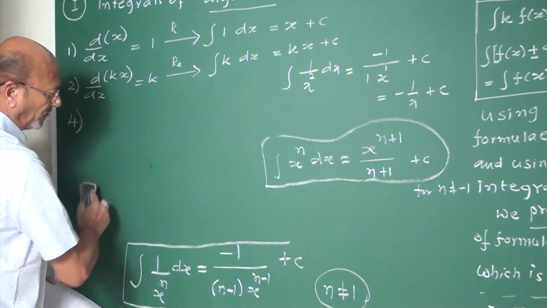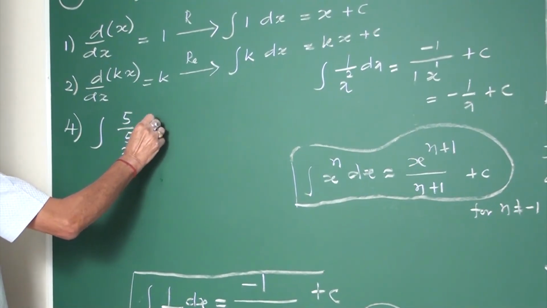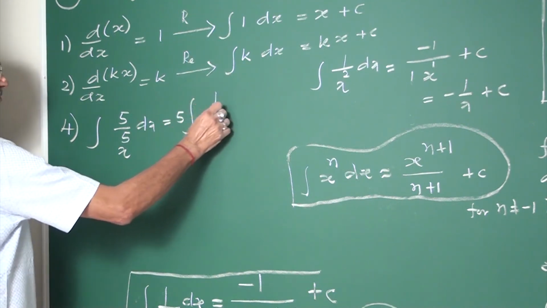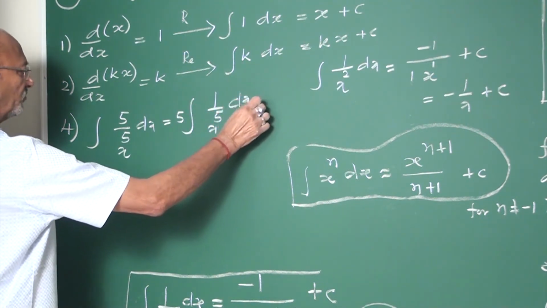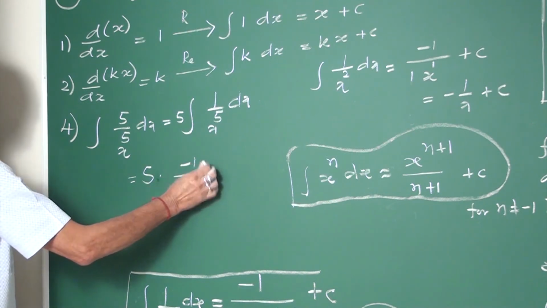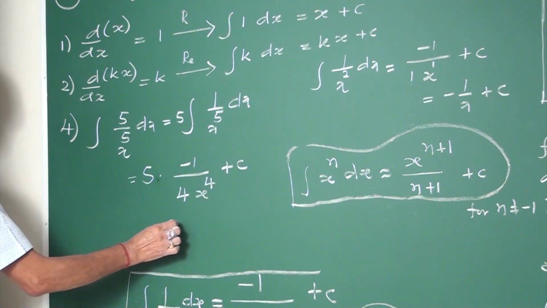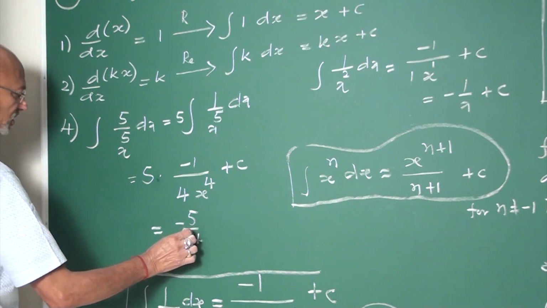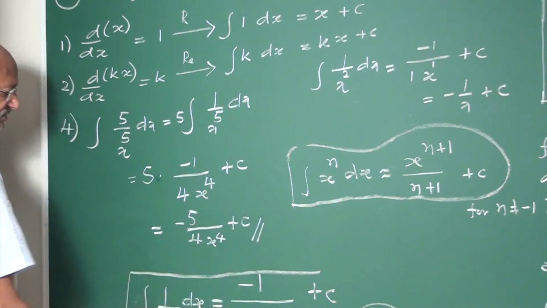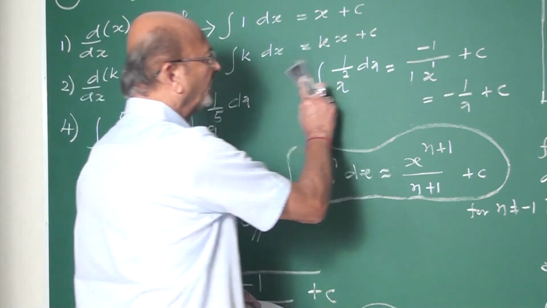See, integral of 5 upon x to the power 5 with respect to x. That constant 5 can be taken out. Integral 1 upon x to the power 5 with respect to x. Sign change, minus 1. 1 power less, 4. x to the same power plus c. See, my friend, it is minus 5 by 4 into, or directly, minus 5 upon 4x to the power 4 plus c. Like this, my friends, you can write any number of examples. I write one more.